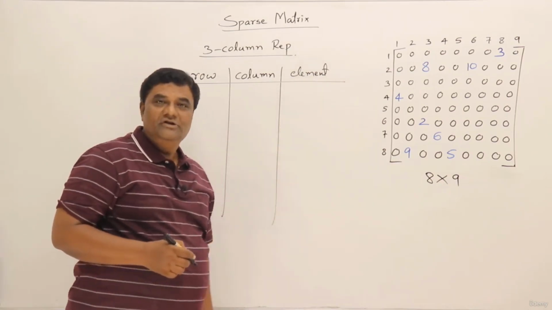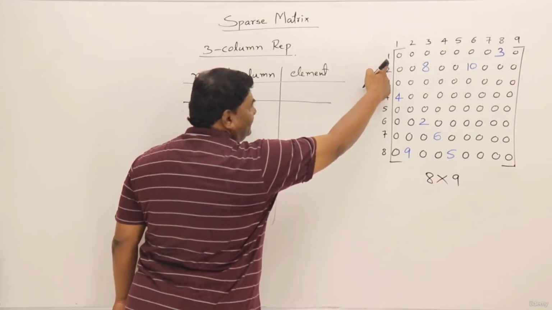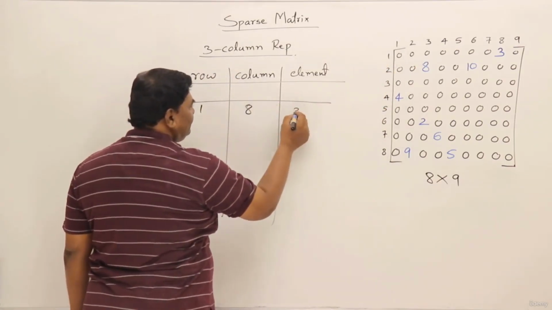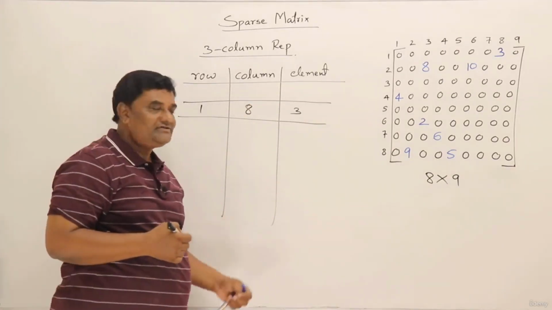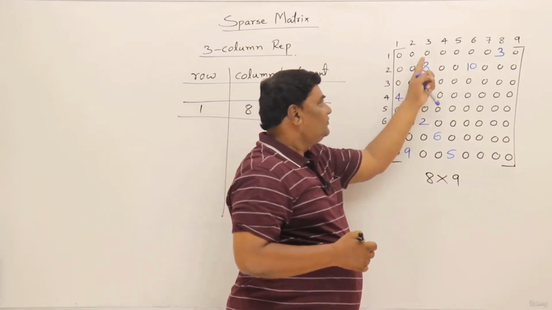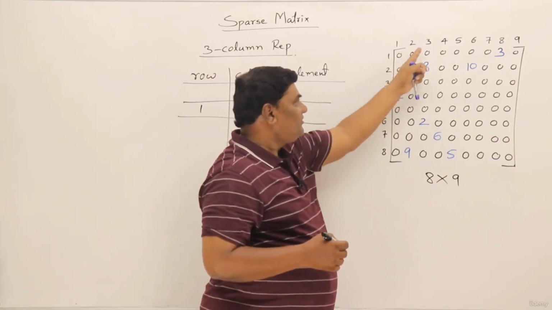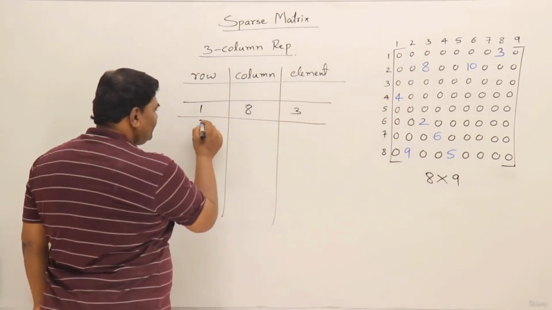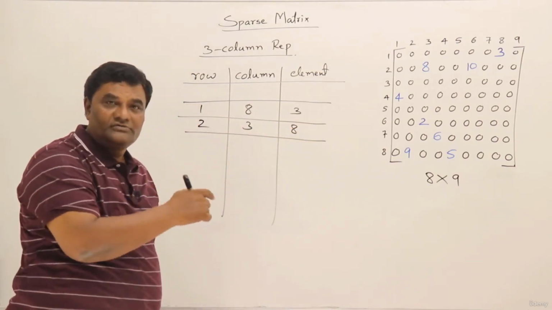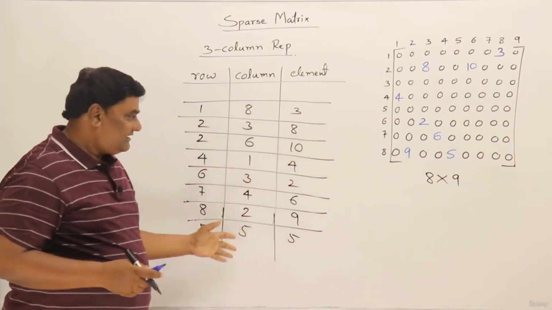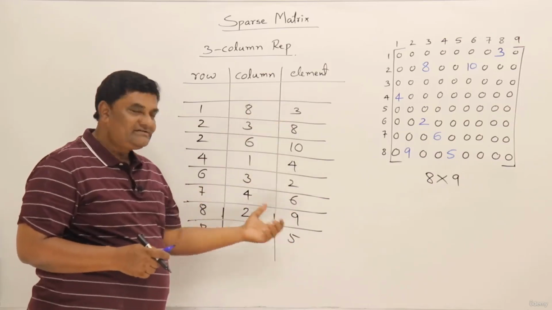Now let us represent those non-zero values in these 3 columns. So first non-zero value is 1, 8 and 3. I have left the first row blank, and at the end I will show you what is the use of that first row. Then 2, 3, 8, and 2, 6, 10. Row number is 2, column number is 3, element is 8. Likewise, I will fill up all those non-zero elements. So here I have filled 3 columns with row number, column number of each element and the element itself.